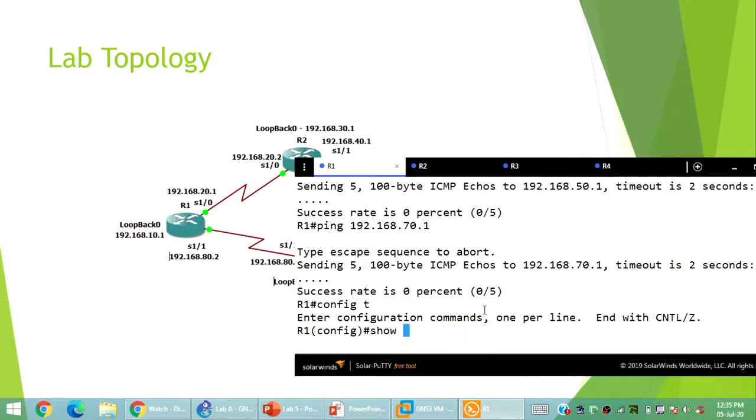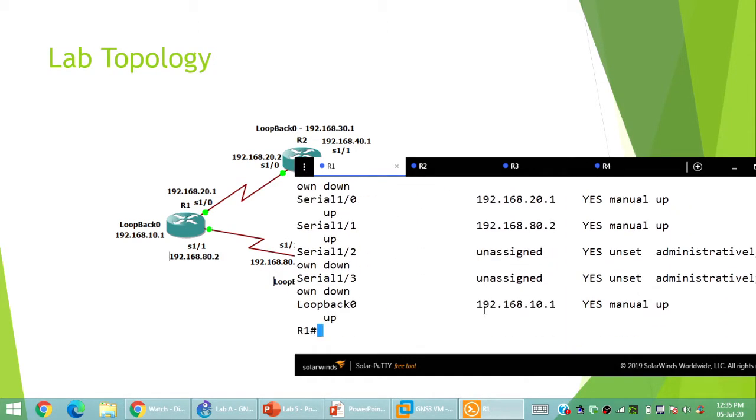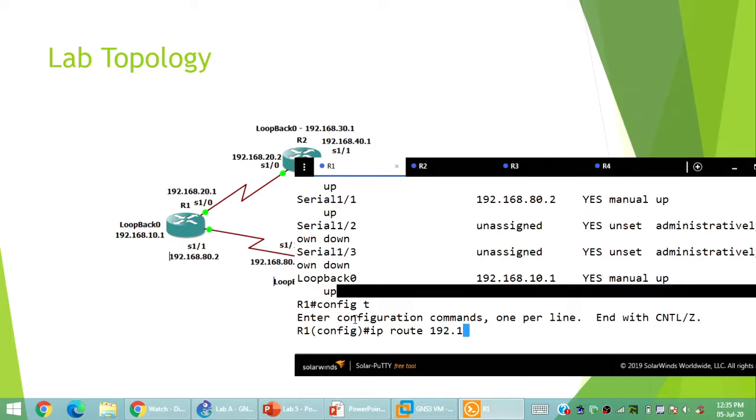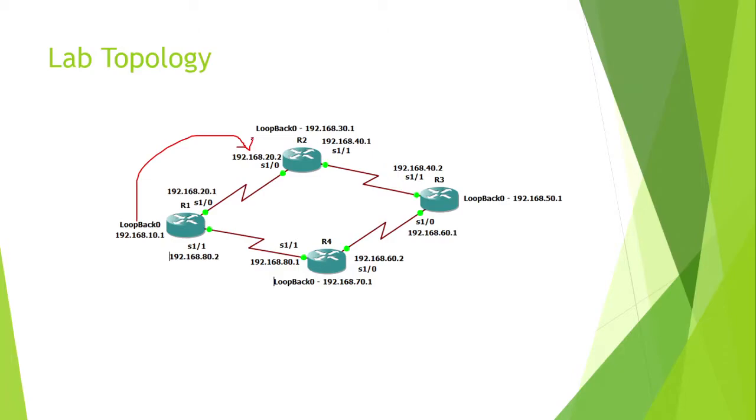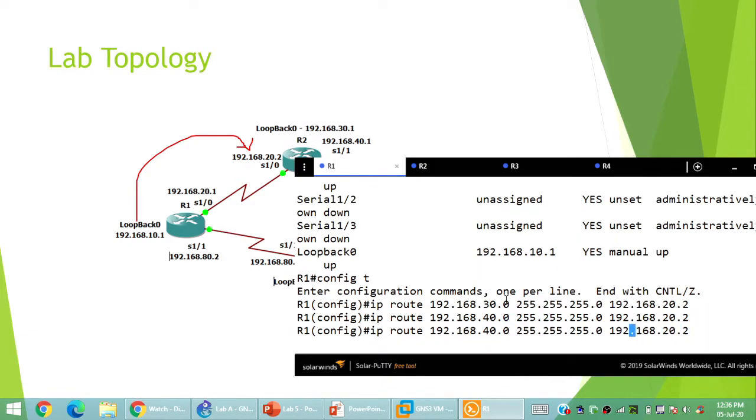Fine. So with router 1, I'm just going to show it to you. Show IP interface brief. Fine. The IP addresses over here are 10, 20 and 80. So except these routes, I'm just going to configure other routes that are not available in my router. If any packet for the 30.0 network comes in, I should carry it forward to 20.2. In a similar manner, if any 40.0 network packet comes in, I'm just going to carry it forward once again to 20.2.